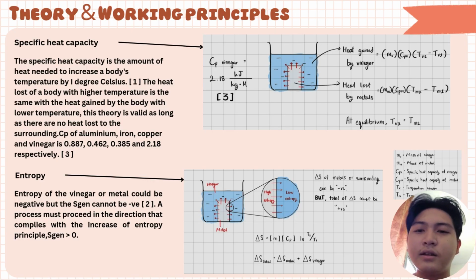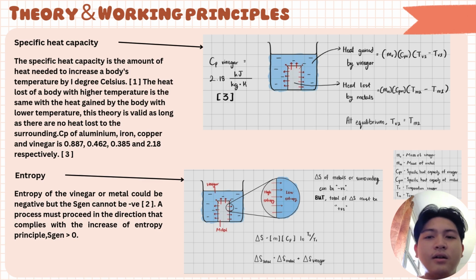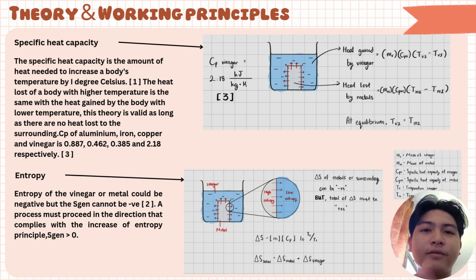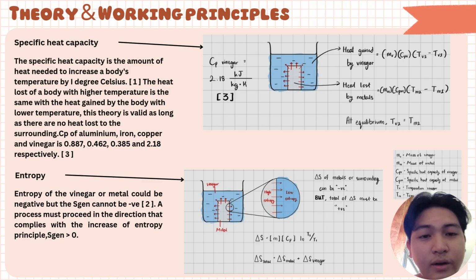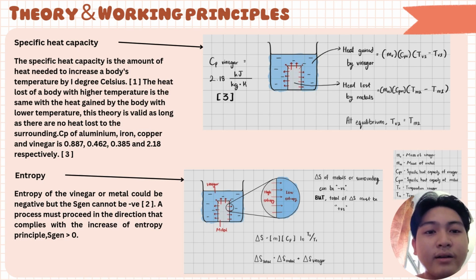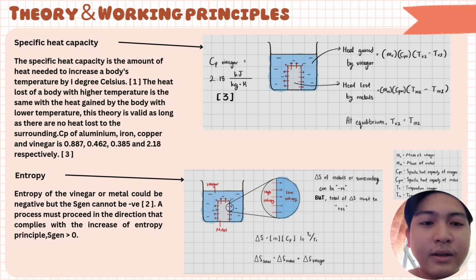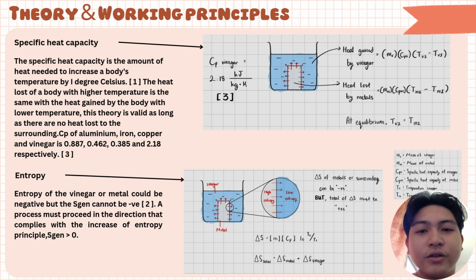All right, this is the theory and working principle. I did write a lot of words on the left, but let me explain the drawing so it's easier to understand. Basically, we have the formula to calculate the heat gain by the vinegar and the heat loss by the metals. At equilibrium, the temperature of the metals and vinegar should be the same. The Cp for vinegar is 2.18 kilojoule per kg K.